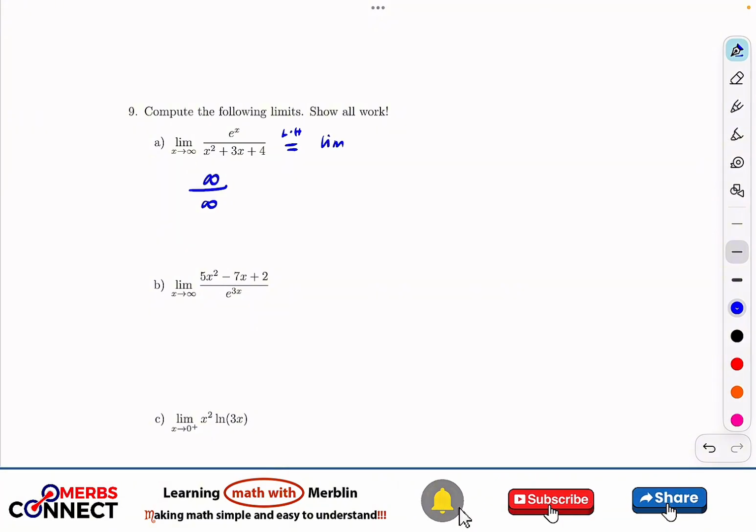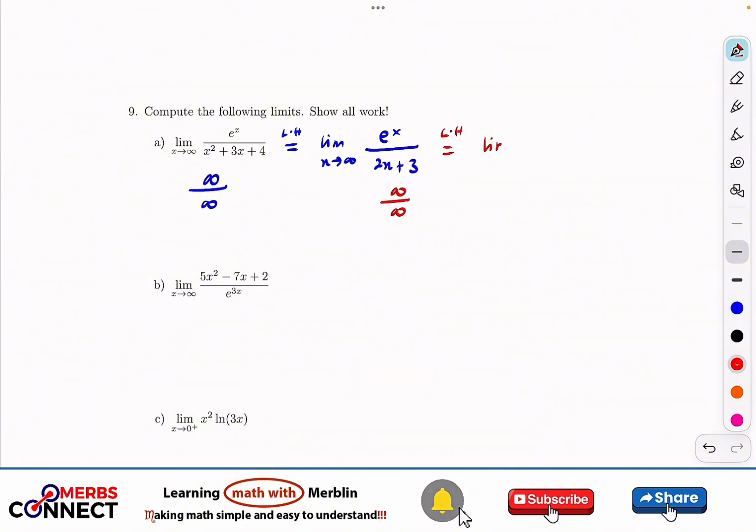Now let's differentiate e to the power e to the power x. When I differentiate it, I get the same thing again, divided by, differentiate that down, we have 2x plus 3. Then plug in infinity again. The top will be infinity, the bottom will be infinity. So we need to apply L'Hopital's rule again.